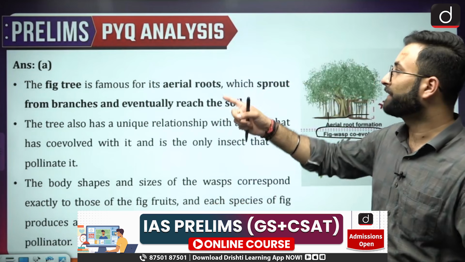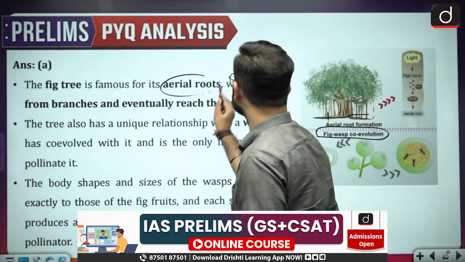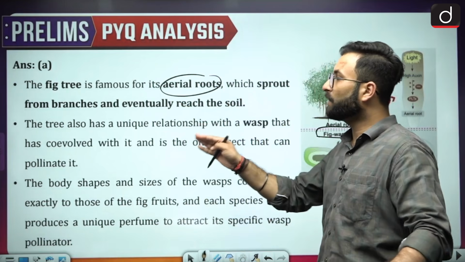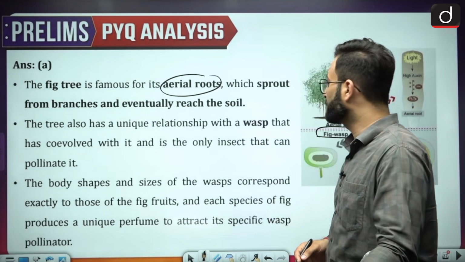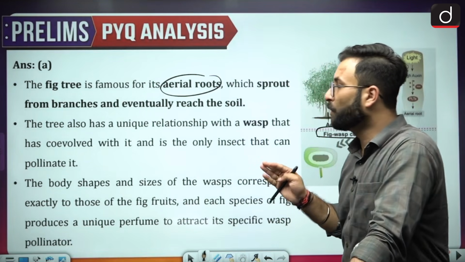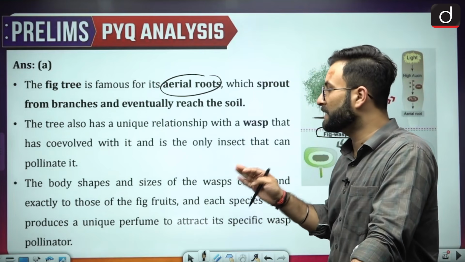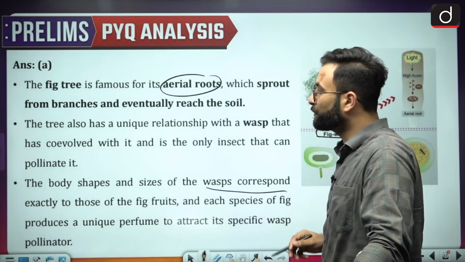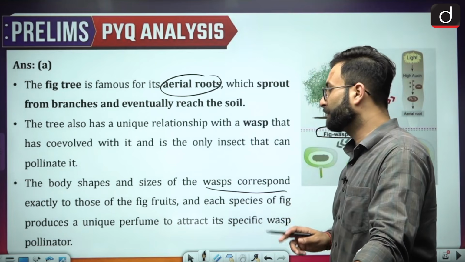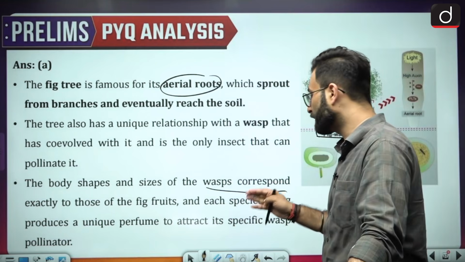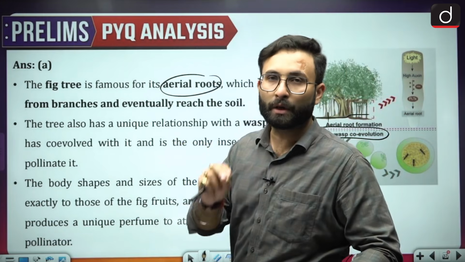Here you can see the fig tree is famous for the aerial roots which sprout from the branches and eventually reach the soil. The tree also has a unique relation with the wasp that has co-evolved with it, and is the only insect which can pollinate it. The body shape and size of the wasp correspond exactly to those of the fig fruits, and each species of fig produces a unique perfume to attract the specific pollinator, that is the wasp.